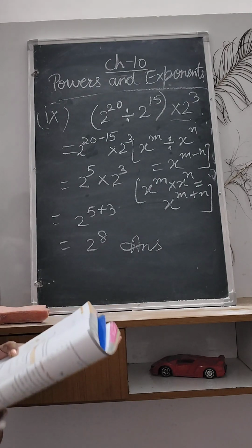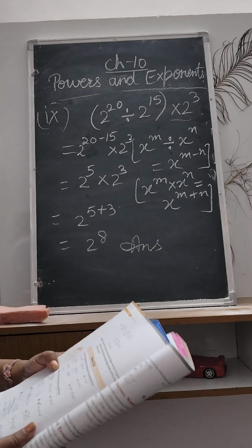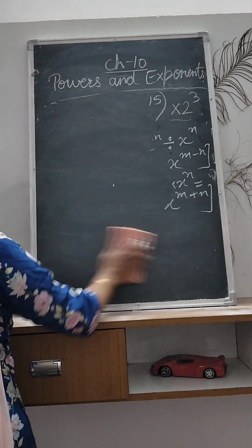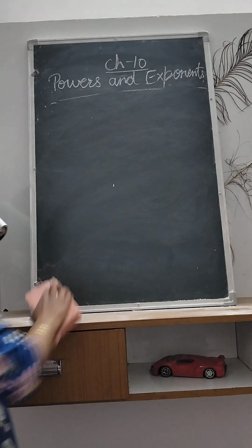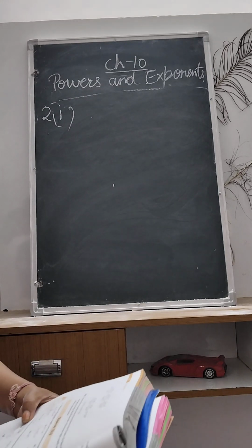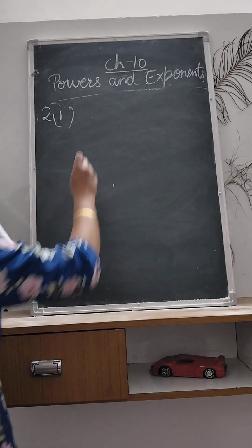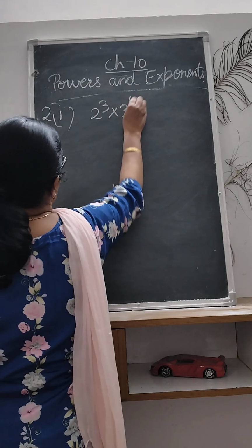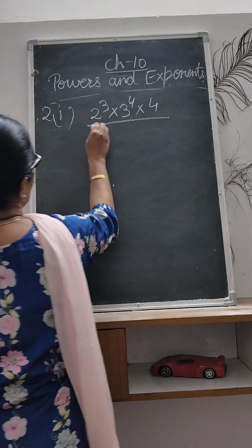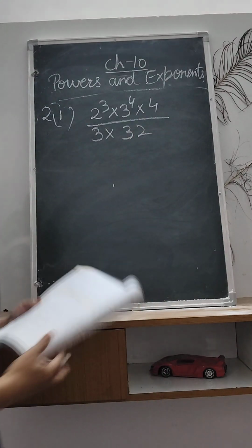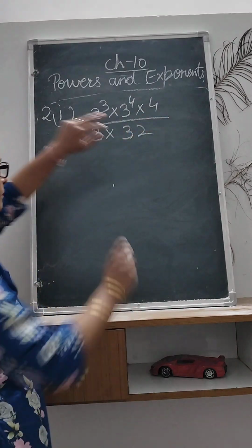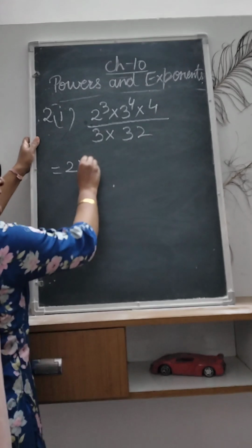Now here it is written, simplify and express each of the following again in exponential form. Firstly we have to solve it, and then we have to write down the answer in exponential form. So question number 2, first part: 2 raised to power 3 into 3 raised to power 4 multiplied by 4 upon 3 into 32. Students, if this type of sum comes, you can open it. So if you see, I am writing.